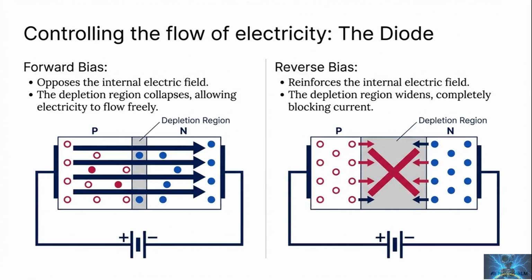The diode in forward bias: the applied voltage opposes the internal electric field. The depletion region collapses, and carriers cross the junction much more easily. Current flows freely in the forward direction once the barrier is reduced. In reverse bias, the applied voltage reinforces the internal electric field. The depletion region widens, and it blocks current much more strongly. A diode is basically an electrical check valve built from a junction barrier you can squeeze or stretch.